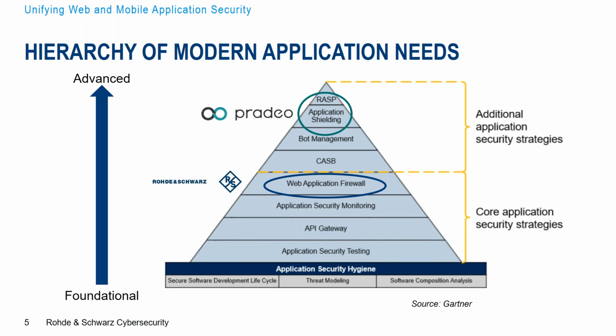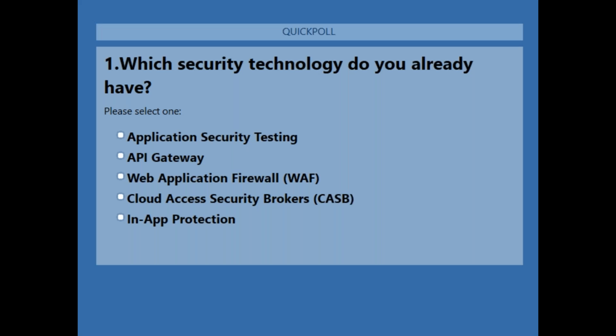So at this point, I would like to run a poll to see which of these technologies you actually have in your environment. Okay, so the poll is now open. Which technology do you already have? It goes from application security testing, API gateway, web application firewall, cloud access security brokers, otherwise known as CASB products, or in-app protection. Please vote now. And we will share the results with you.